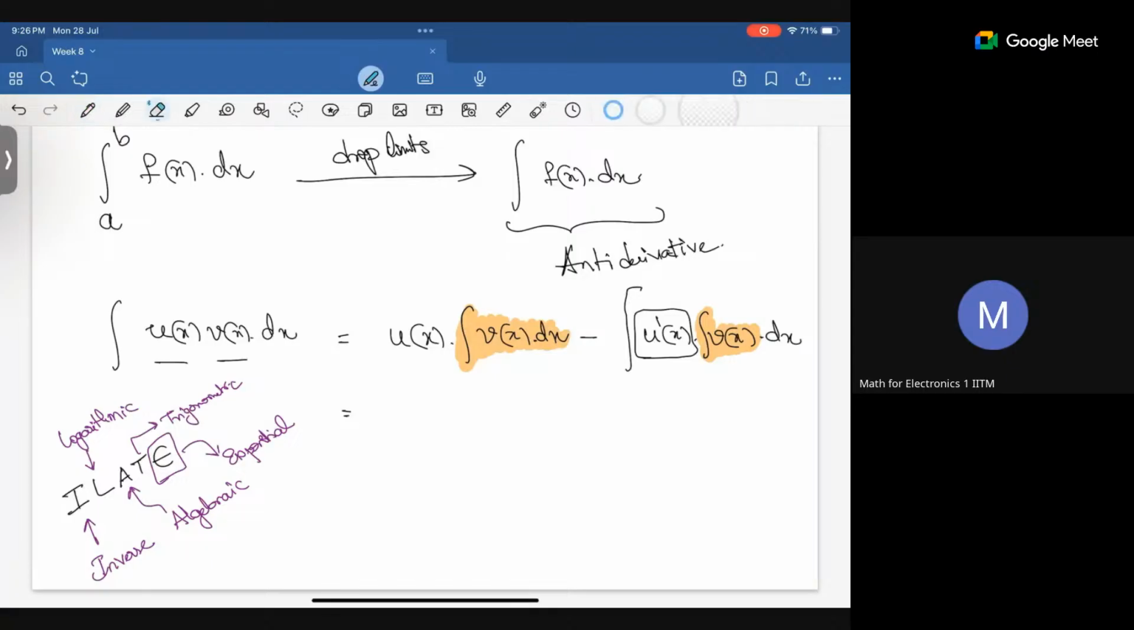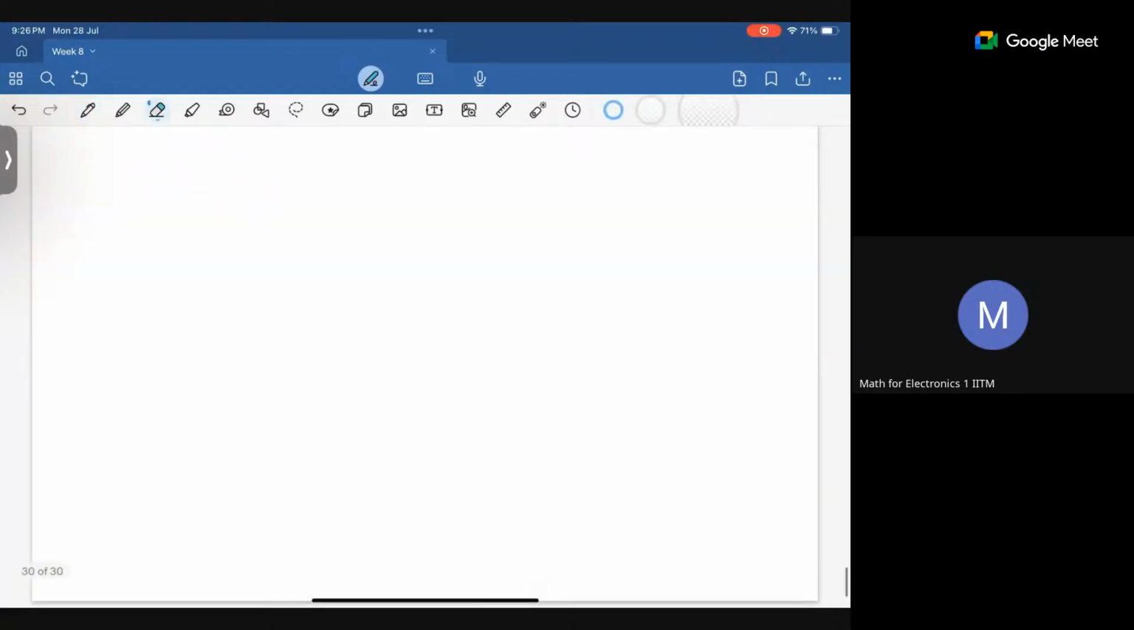All right, so let's do some problems. Let's do indefinite integrals only. We don't really go with definite ones. We can do definite also. All we have to do is substitute the limits. That's it. Let's do some examples.